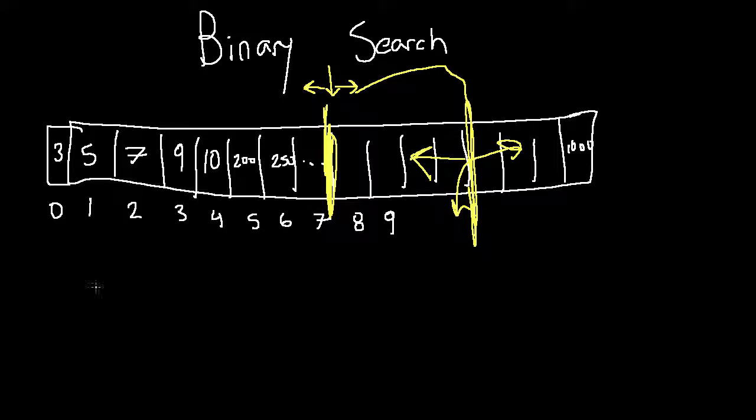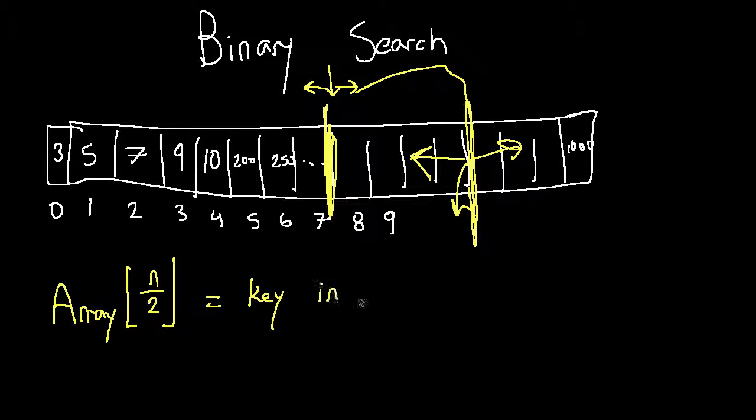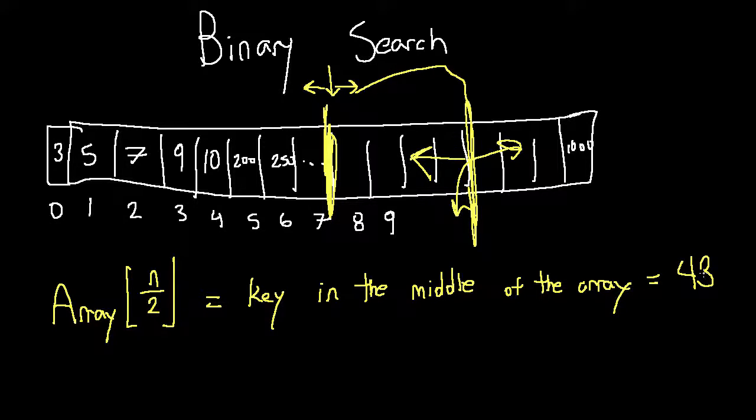So let's take a look here. Let's say that this array, and we have position n over 2. Let's say this will be the key in the middle of the array. And let's say that would be 43, right? Pick a random number, and that's going to be 43.